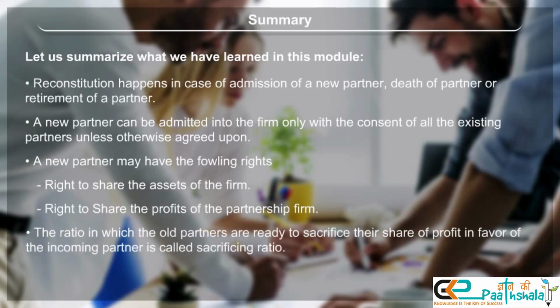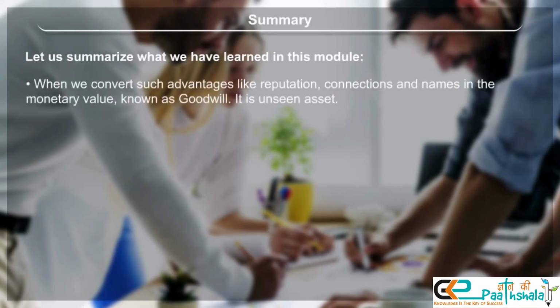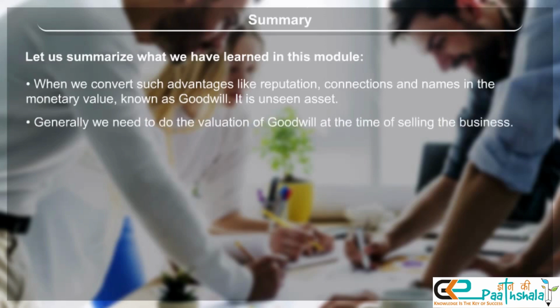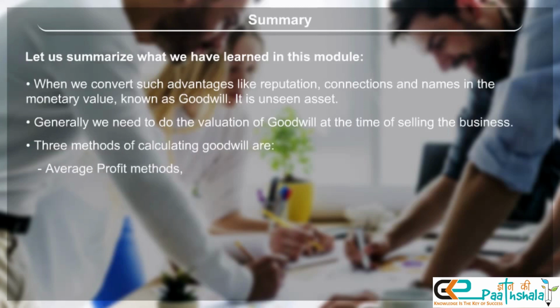The ratio in which the old partners are ready to sacrifice their share of profit in favor of the incoming partner is called sacrificing ratio. When we convert advantages like reputation, connections, and name into monetary value, it is known as goodwill, an unseen asset. Generally, we need to do the valuation of goodwill at the time of selling the business. Three methods of calculating goodwill are: average profit method, super profit method, and capitalization method.